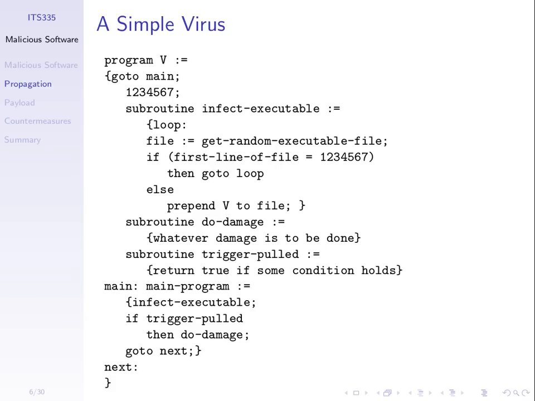If the computer has internet access and it's got a BitTorrent application installed, if that's the condition, then delete all the MP3 files. Or if the date is after some pre-programmed value, then perform the damage. So what is the conditions? It depends upon what the virus is trying to achieve. There can be many different types of conditions. If a particular file exists on the computer, then do some damage.